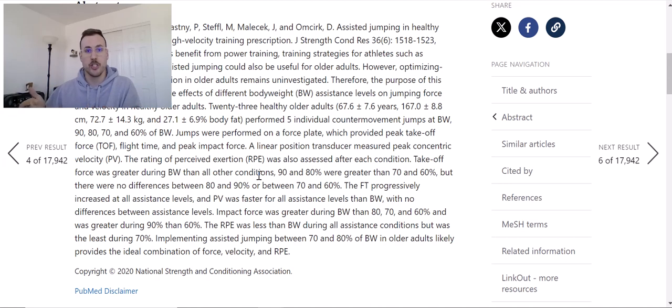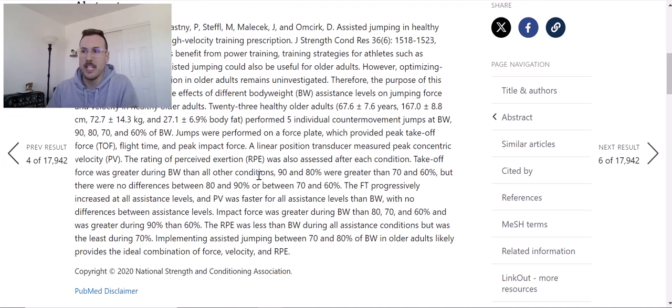So it's still meaningful. It's still a hard jump. It's not like you're on a trampoline. But it provides the ideal combination of force. So you're still using quite a bit of force, right? Velocity, you are still generating that speed in a direction. It's not like you're just bouncing with the rigidity of whatever the assistance machine is that you're using. And then RPE, it's the lowest rate of perceived exertion. So it is the least tiring for you for an exercise.